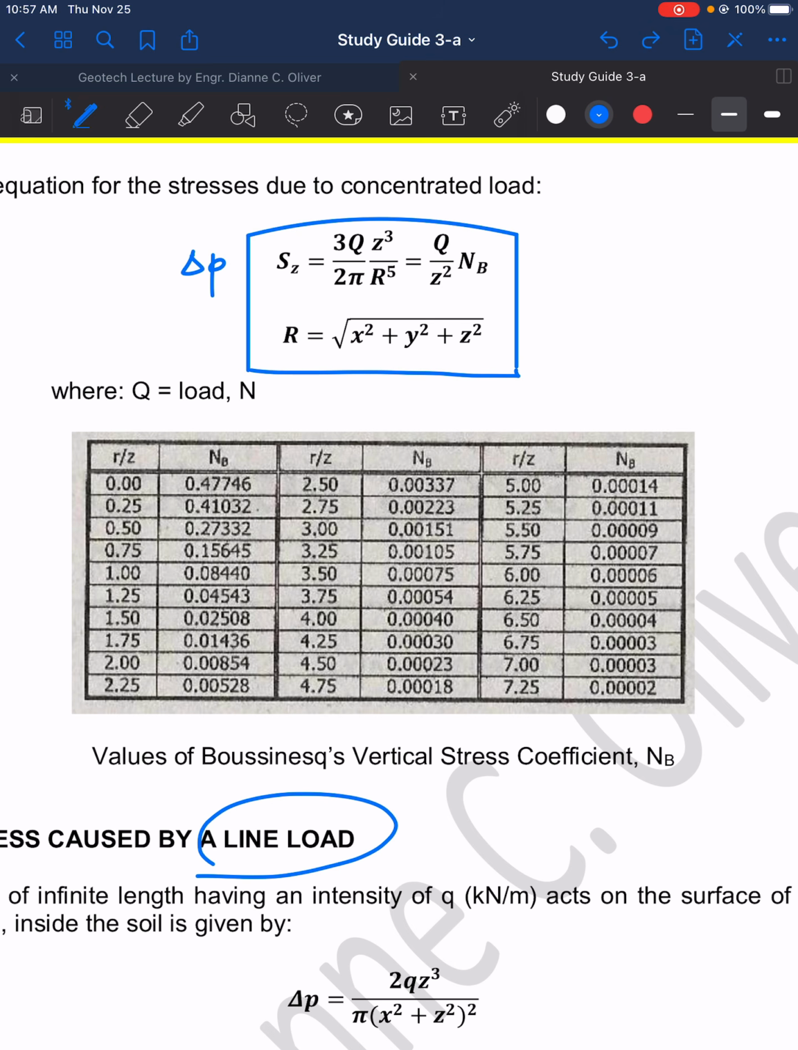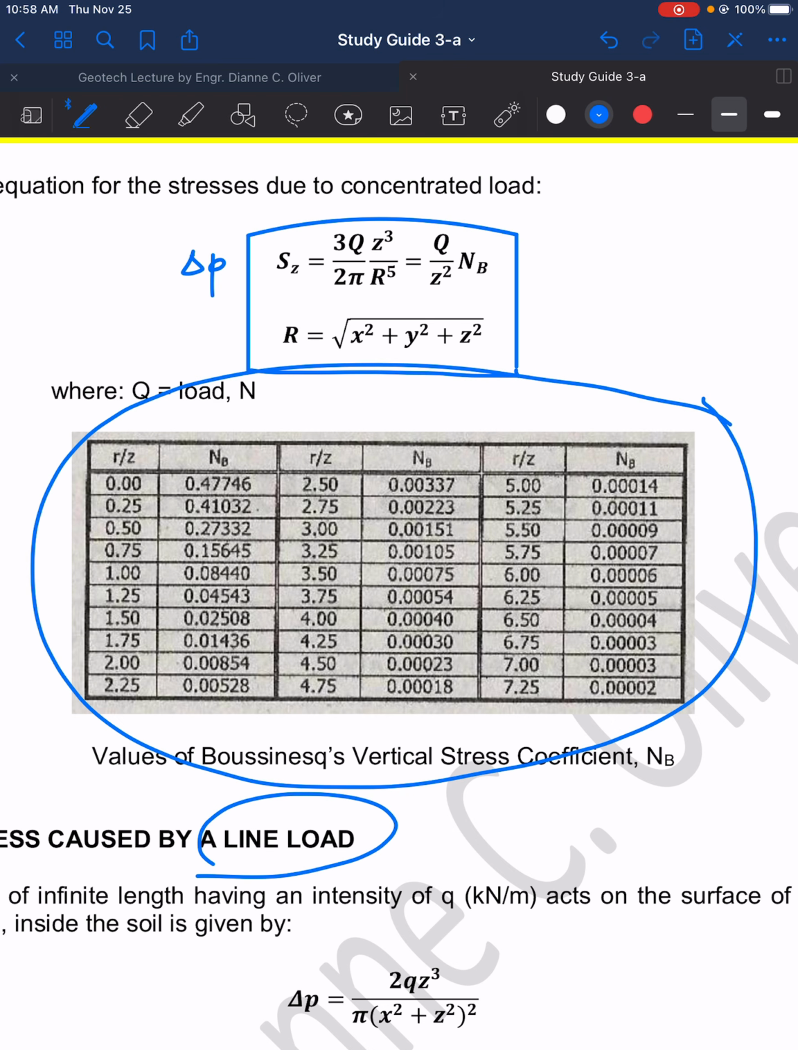R is equal to the square root of x squared plus y squared plus z squared. So basically, that's the location of the point. Or we can use this formula here, wherein we have the load divided by the square of depth multiplied with a coefficient N sub B. Where can we get N sub B? Using this table here. Okay?